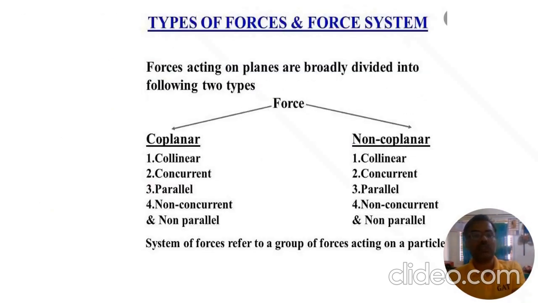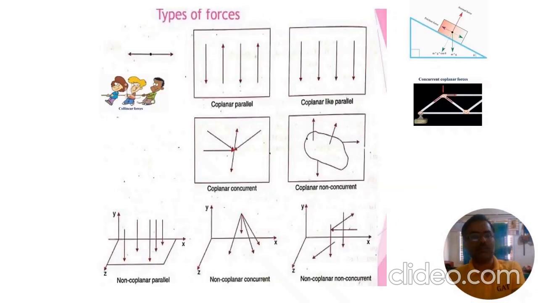We have different force systems: coplanar systems, where forces are acting on a common plane, and non-coplanar systems, where forces are not acting on a single plane. If it is coplanar, we have collinear, concurrent, parallel and non-concurrent, non-parallel systems. If it is non-coplanar also, you will see collinear, concurrent, parallel, non-concurrent and non-parallel systems. But you will be seeing them in different planes.